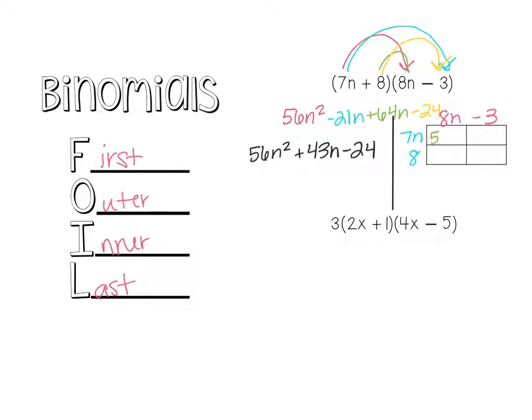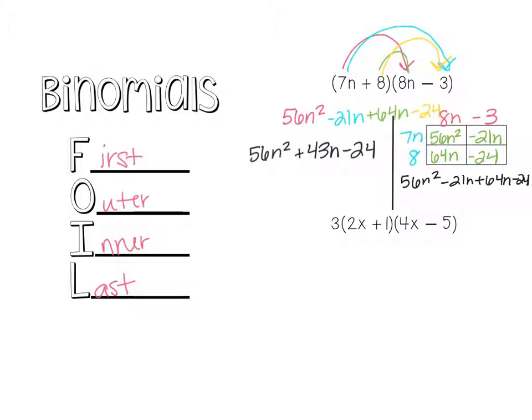So this box is 8n times 7n, which is 56n squared. 8n times 8, which is 64n. Negative 3 times 7n is negative 21n. And negative 3 times 8 is negative 24. So then I'm going to combine everything. So that's 56n squared minus 21n plus 64n minus 24. So as you can see, that ends up being the same thing as it was when we used FOIL.